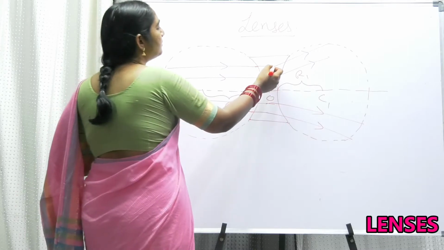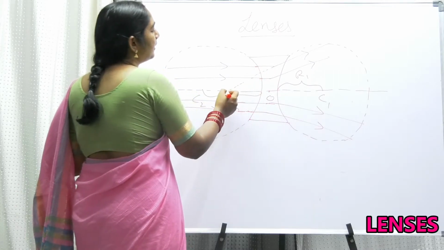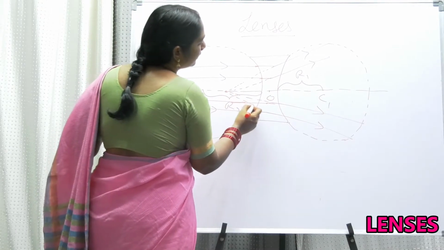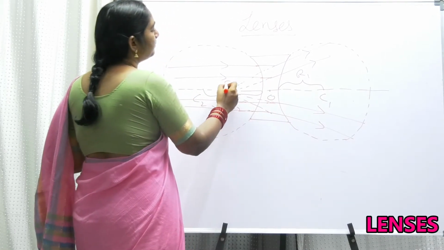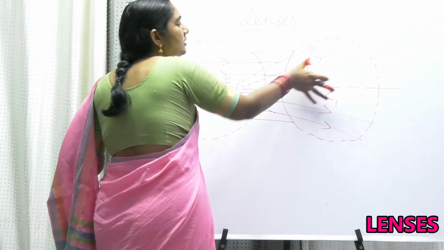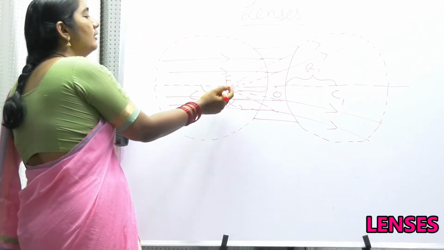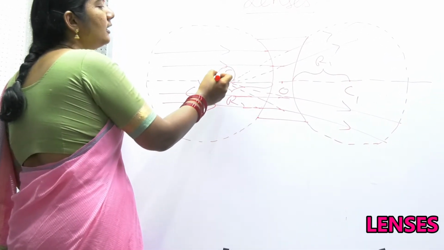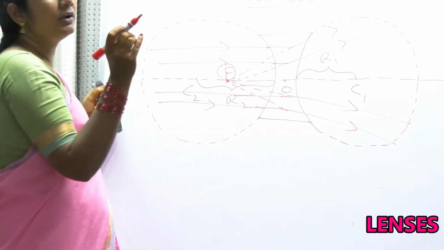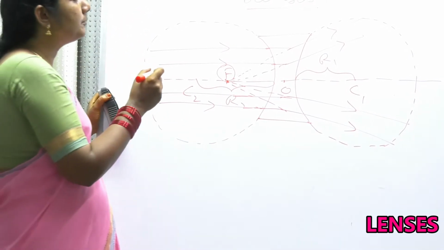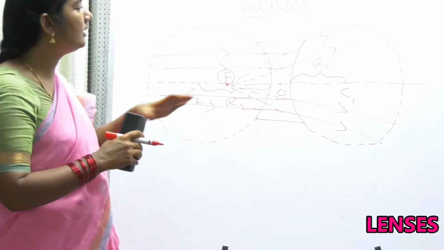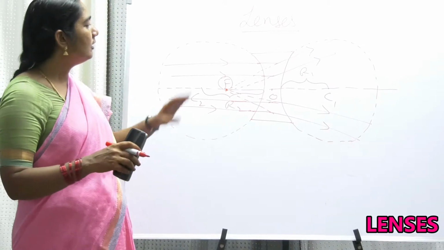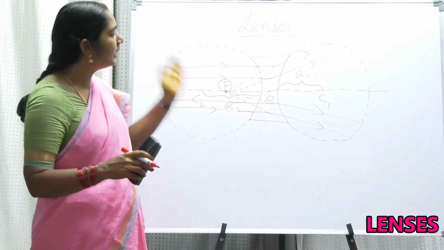But this diverged beam appears as if it is coming from a particular point on the principal axis. That point we call the principal focus. This is virtual. In the case of a convex lens it is real, but in this particular case it is virtual. So now we are getting a diverged beam in this particular case, my dear friends. So now this is the case of a concave lens.